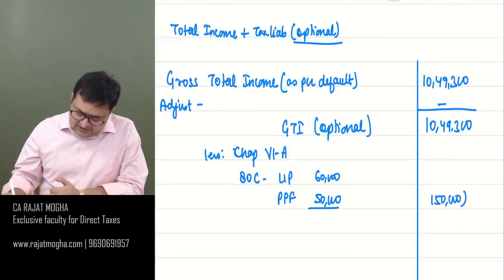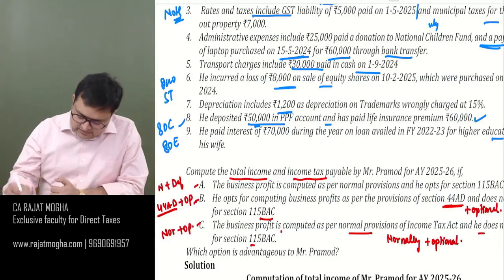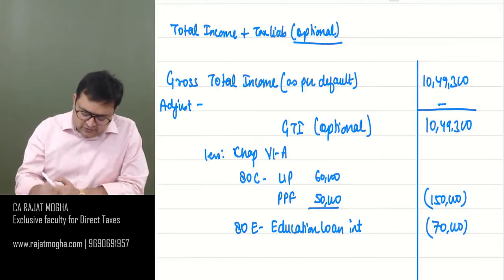$1,50,000 is the deduction under 80C. Then 80E education loan. $70,000 was there if I'm not mistaken. Correct, 70,000 was interest on loan. 80E.